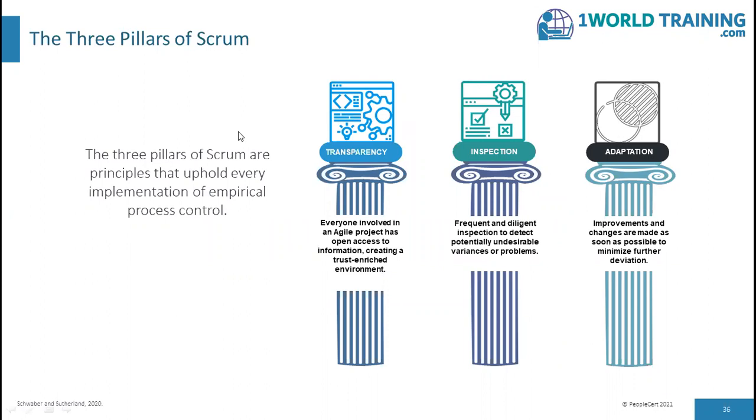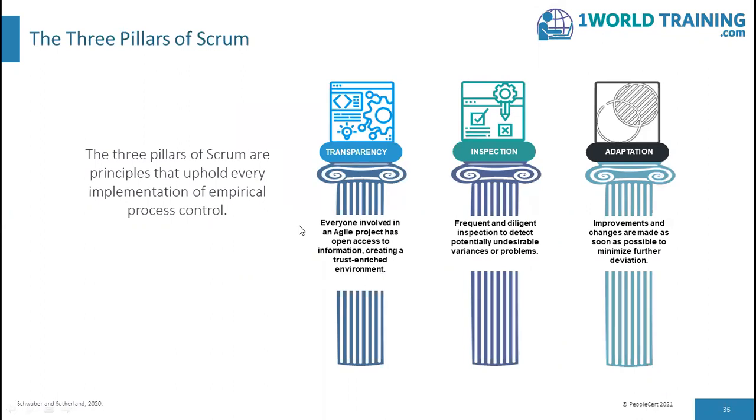And here are those three pillars of transparency, inspection, and adaptation. The three pillars of Scrum are principles that uphold every implementation of empirical or evidence-based process control. Transparency: everyone involved in an agile project has open access to information, creating a trust-enriched environment.